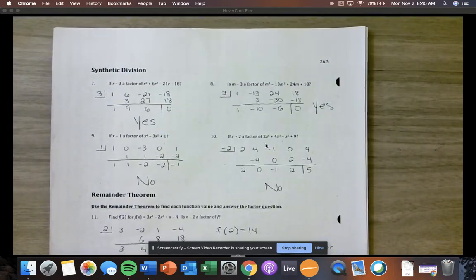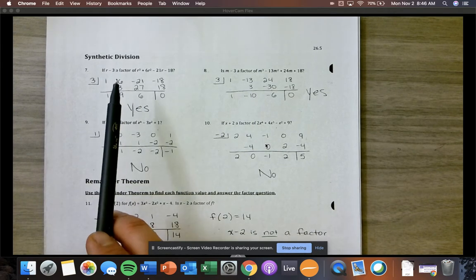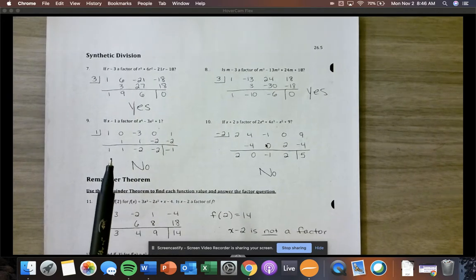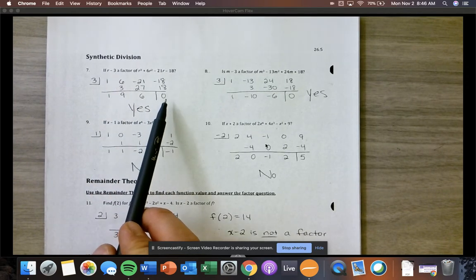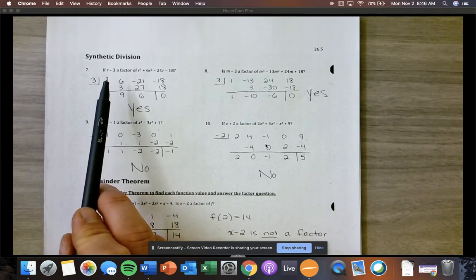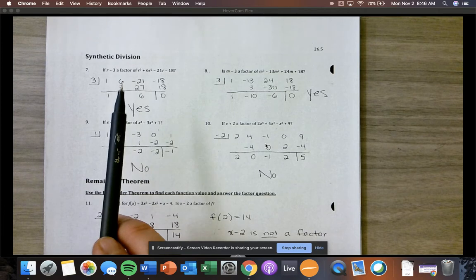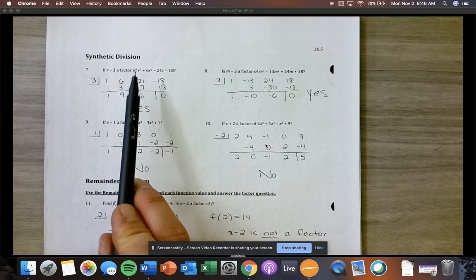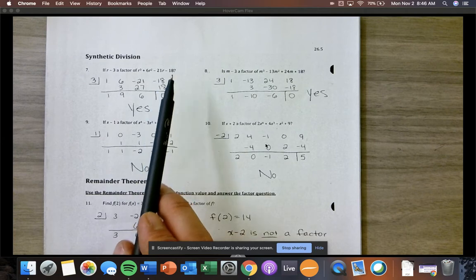All right, so here we have some synthetic division. And again, I'll just run through a couple of them, and then if you want to pause for the rest of them, feel free. So here we're figuring out if r minus 3 is a factor of this function. So what it's saying is, can you divide this function by r minus 3 and get a remainder of 0? All right, so how we do that with synthetic division is we take the root, right? In this case, it's positive 3, and we write out the coefficients of the function we're dividing by, right? So we have 1r cubed, 6r squared, negative 21r, and then negative 18.